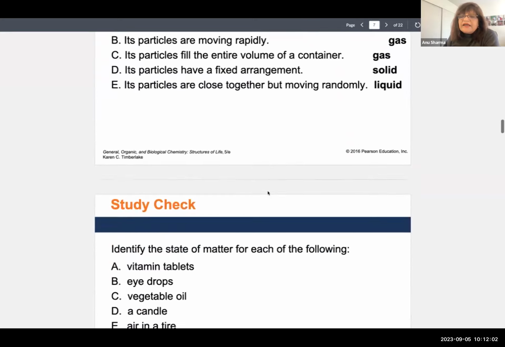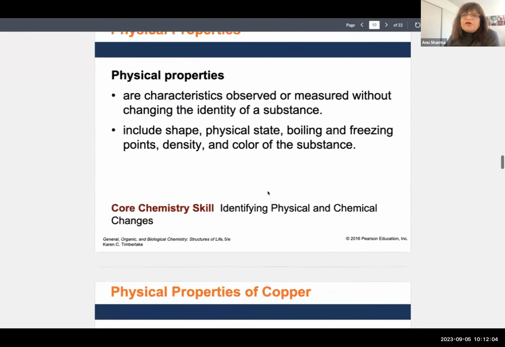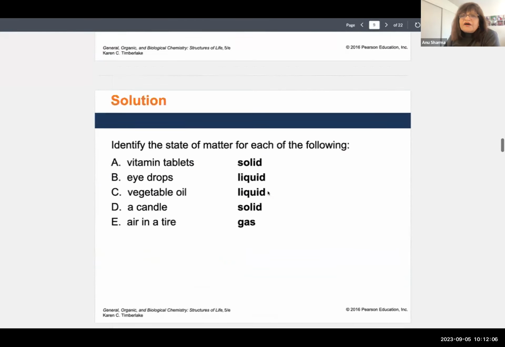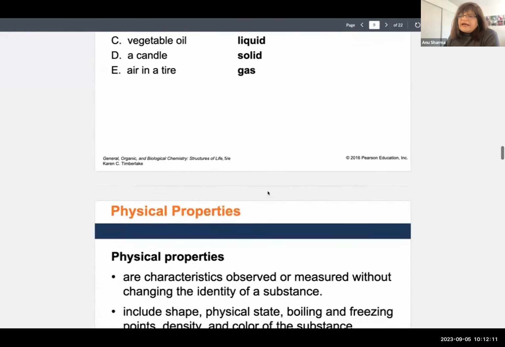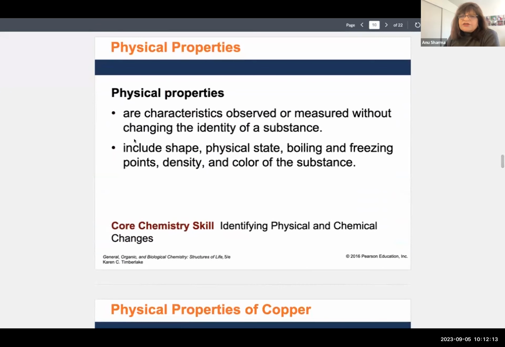And so, again, questions can be asked about these, like the solids, liquids, and gases and their properties, which is a general thing. Now, physical properties. Physical properties are the properties which are defined by our senses.